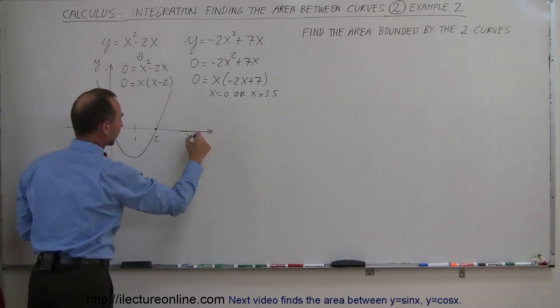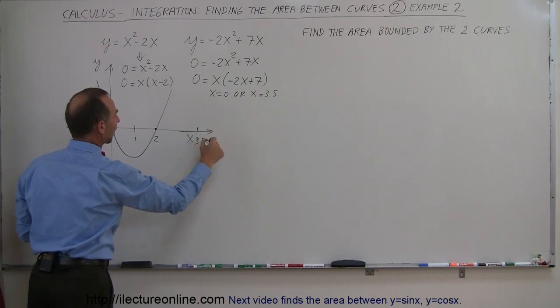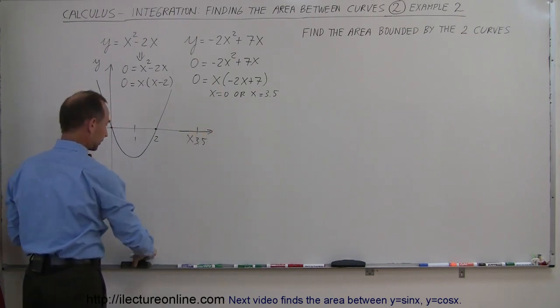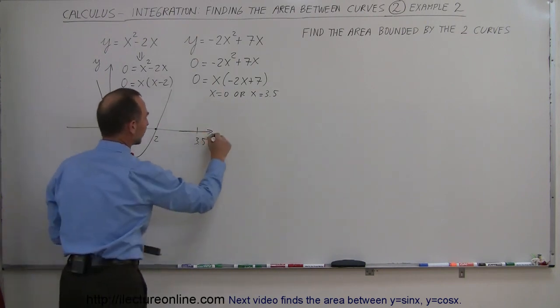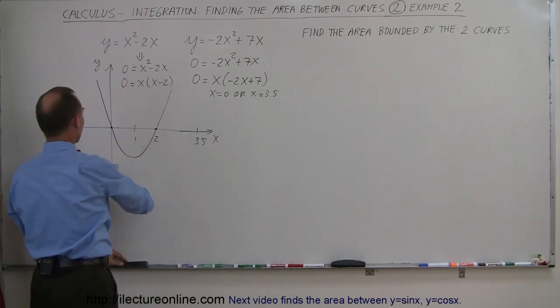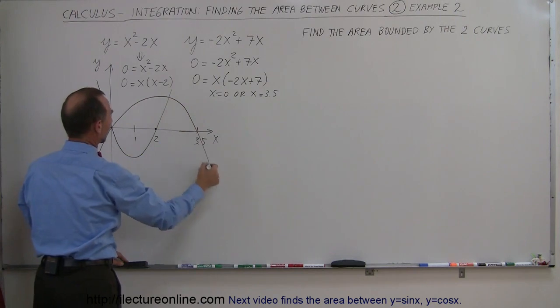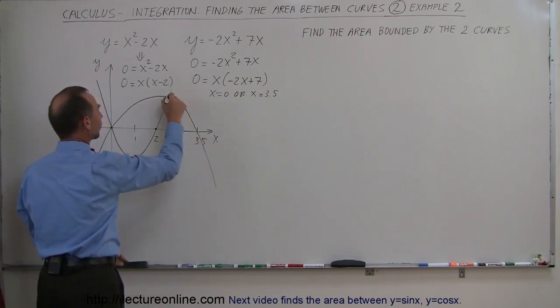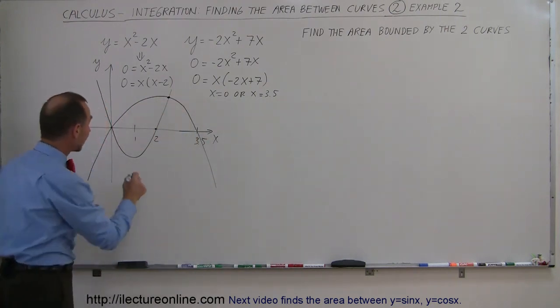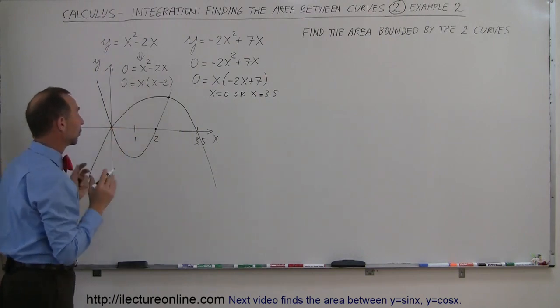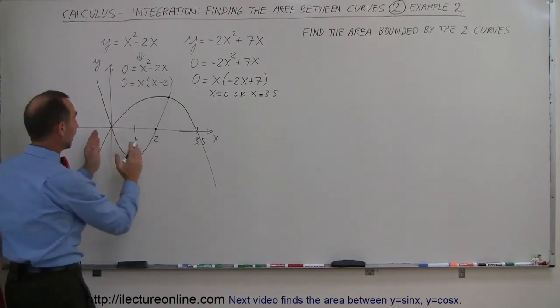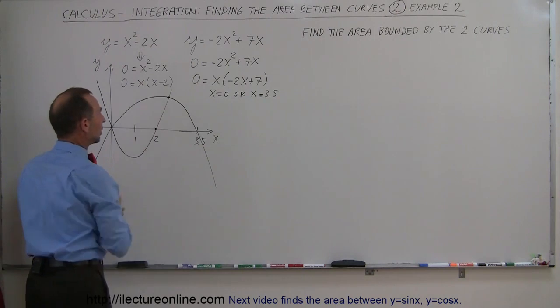So let me make that a little bit bigger. So this is 3.5. There's my x-axis. It's a little confusing here. There we go. So my parabola looks something like this, and it goes to the point right there. And notice that there'll be an intersection between the two graphs over there, and there'll be an intersection between the two graphs over there, which means when we try to find the area, it's going to be this area right here that we're interested in.